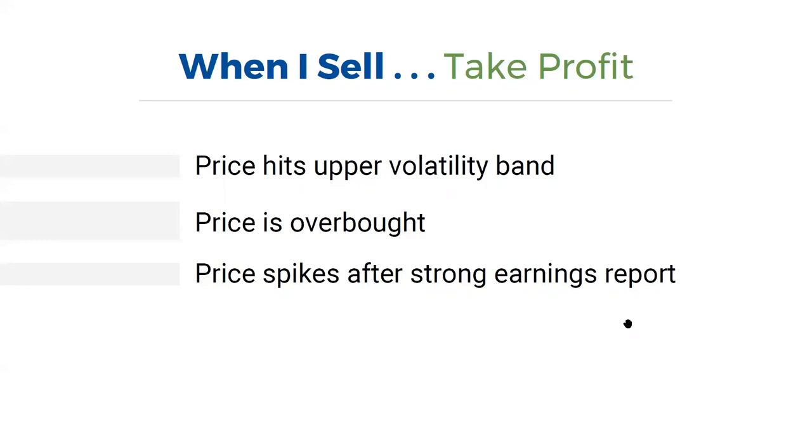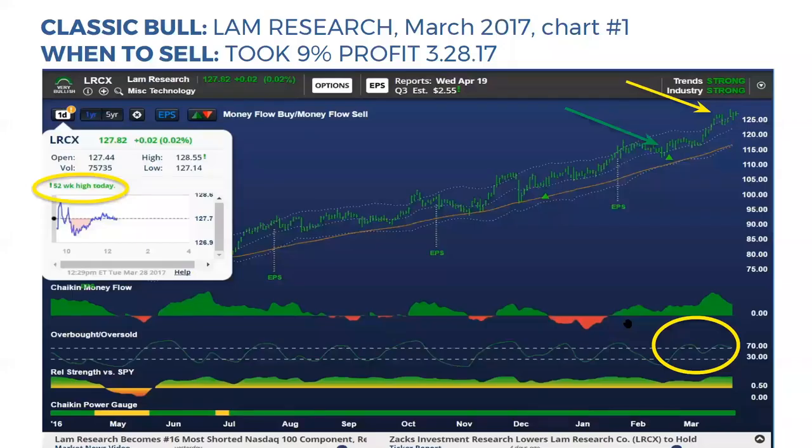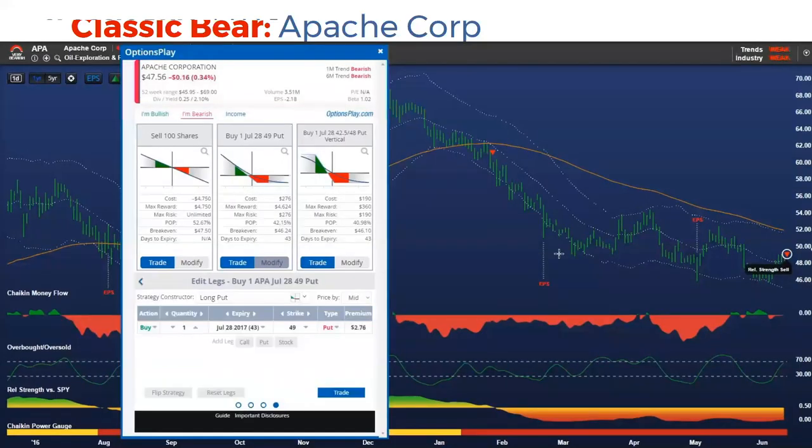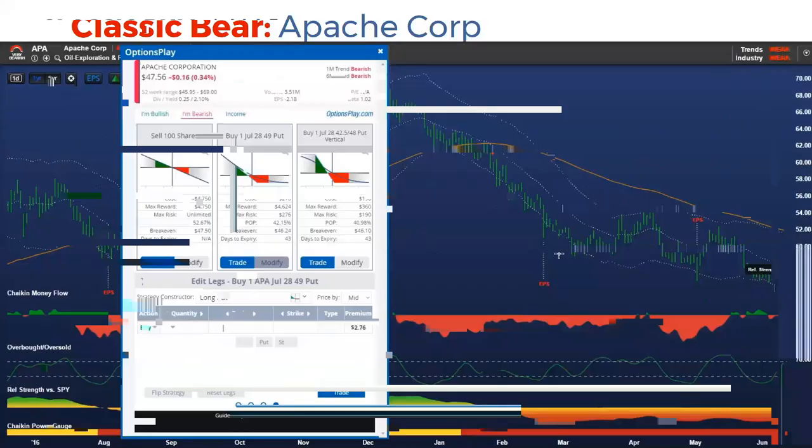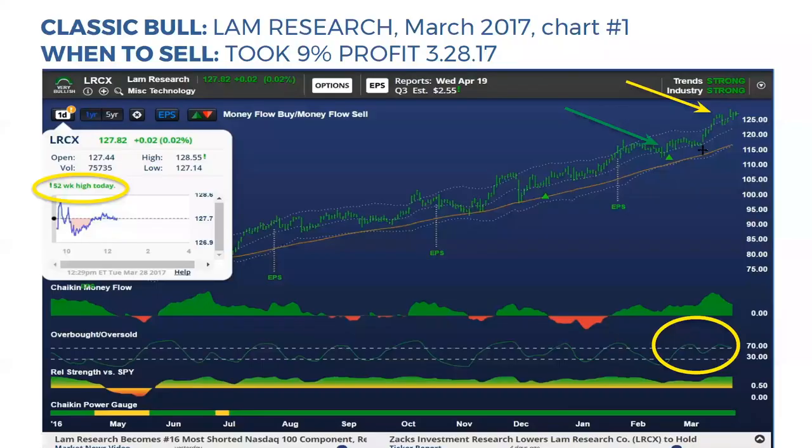The price is overbought, which means that overbought, oversold indicator is spiking up. Or after a strong earnings report, which indeed happened with Lam Research as well. When I bought it right before earnings, it spiked up. I took my profit, because what likely happens is they tend to pull back after they report earnings. So this was the example I used earlier under the bullish section of taking profit. The first time I bought this stock back in February and sold it a month later up here, you see it went above that volatility band? So I said, boy, this is a great time to take a profit. And that's exactly what I did.